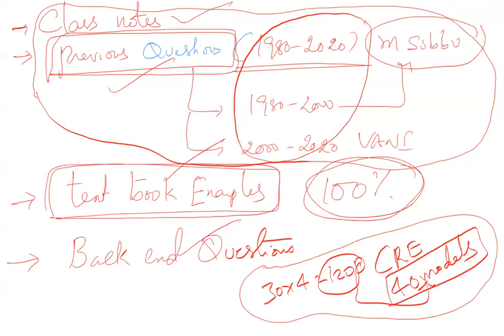Then textbook examples are the next thing. If you have studied this one, then you should go for textbook examples. Then somebody will ask, should I read the textbook or not? Yes. Because when you don't understand a concept, you should always go to the textbook, read it, and study it. That is how you should prepare.